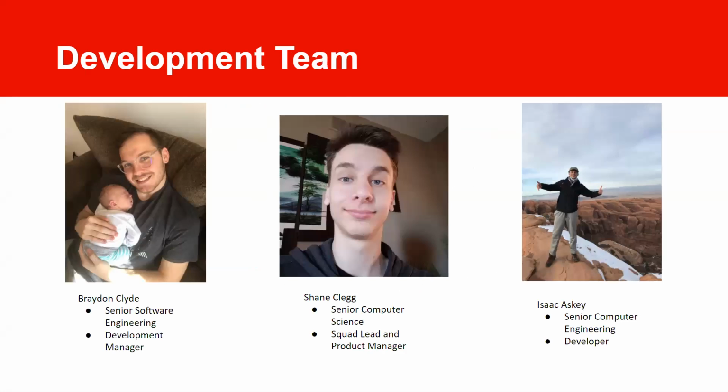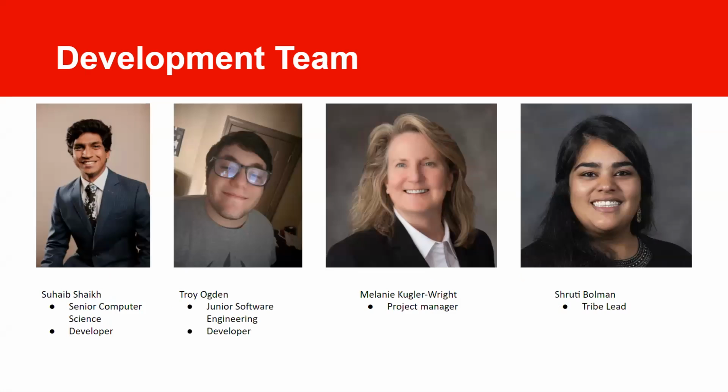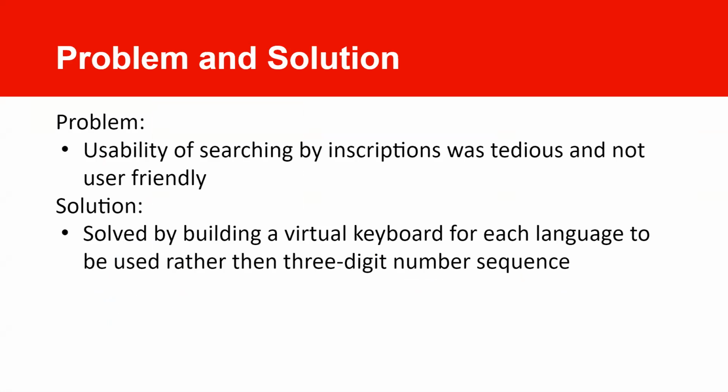On our team, we have Braden Klein, a senior software engineering major, who's our development manager. Shane Clegg, our senior computer science major, who's a squad lead and product manager. Joining me today, Isaac Askey, a senior computer engineer, Suab Sheikh, a senior computer science, and myself, Troy Ogden, a junior software engineering major, as well as our project manager, Melanie Kugler-Wright, and our tribe lead, Shruti Bowman. So I'll hand it off to Suab to talk about the problem and solution.